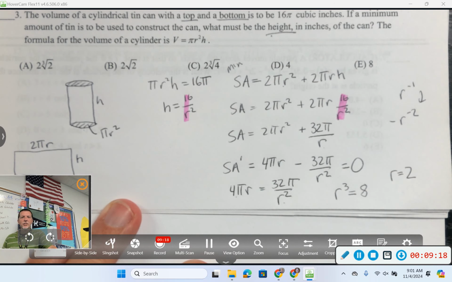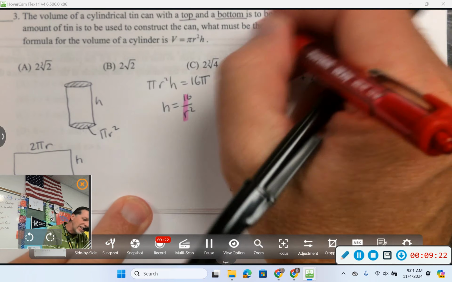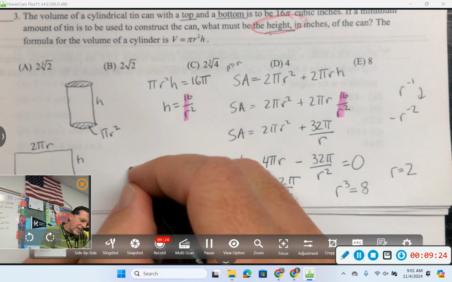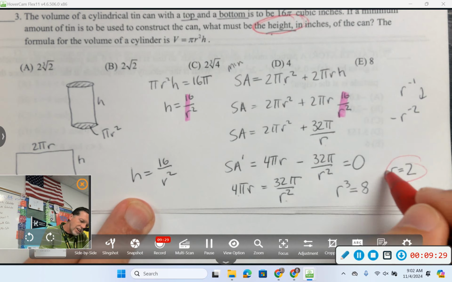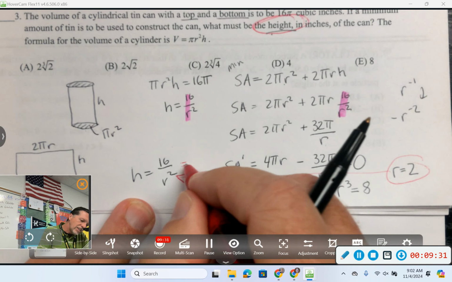Why is that not an answer choice? It asks me for the height. H is 16 over r squared. 16 divided by 4 is 4.